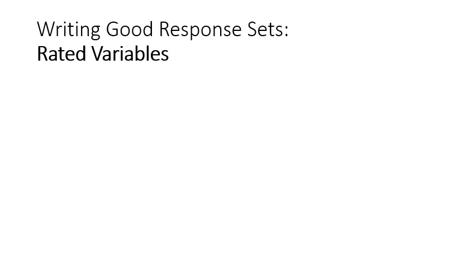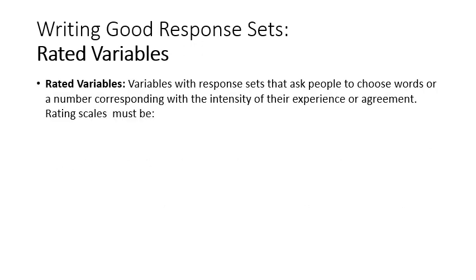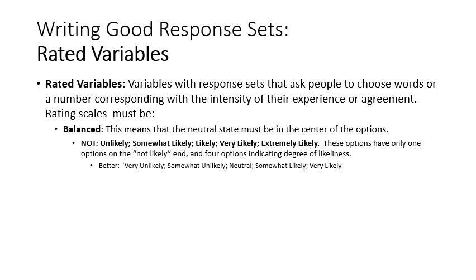So writing good response sets, we come to rated variables. And as we know, rated variables are response sets that ask people to choose words or a number corresponding with the intensity of their experience or agreement. So what are the requirements for rating scales? First off, they have to be balanced. The neutral state must be in the center of the options.